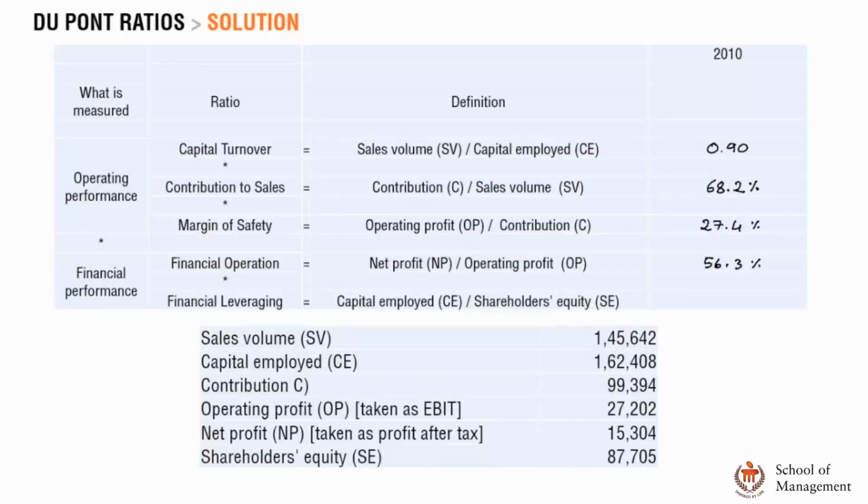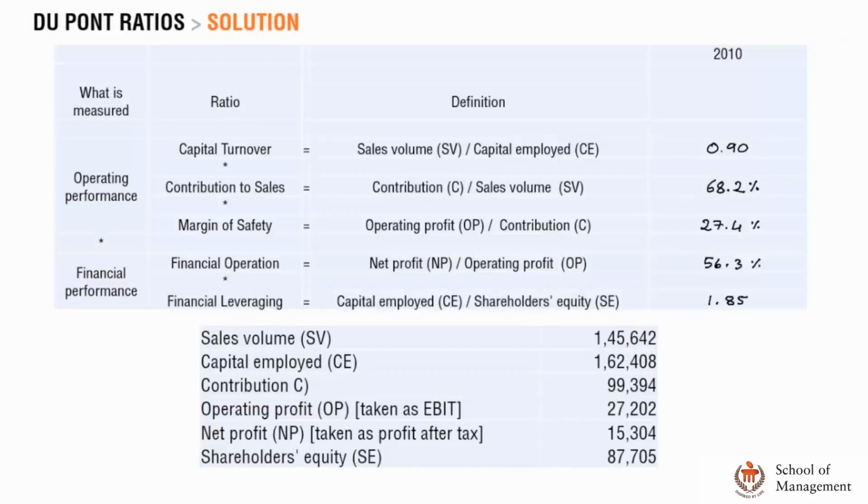Lastly, we have the leveraging ratio, which is capital employed divided by shareholders' equity. The capital employed figure for the company as a whole was 1,62,408, and we divide this by the shareholders' equity, which is 87,705, and we get a figure of 1.85, which is the financial leveraging ratio. This ratio helps us to find out of the total capital employed, what was the part played by shareholders' equity and what was the part played by debt capital.